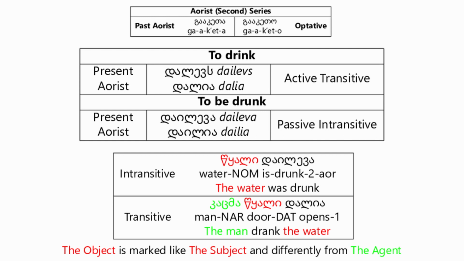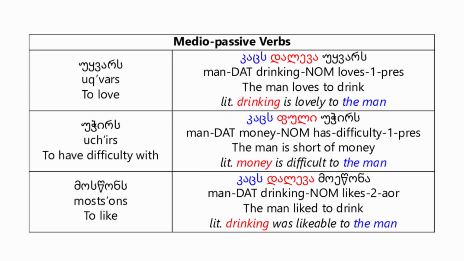Georgian also has a lot of verbs that function like those Germanic dative constructions, often to do with feelings, saying something like, it is lovely to me, instead of, I love it. These verbs are intransitive and can be monopersonal, like, he is cold, stiva, but are often bipersonal, like, momts ons, it is likable to me, or uchirs, meaning he has difficulty with it, or it is difficult to him.